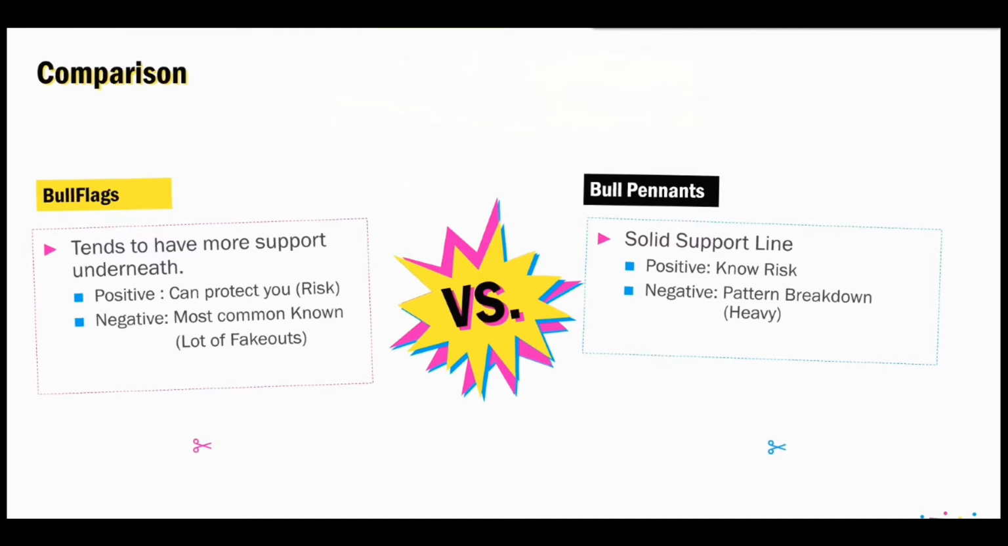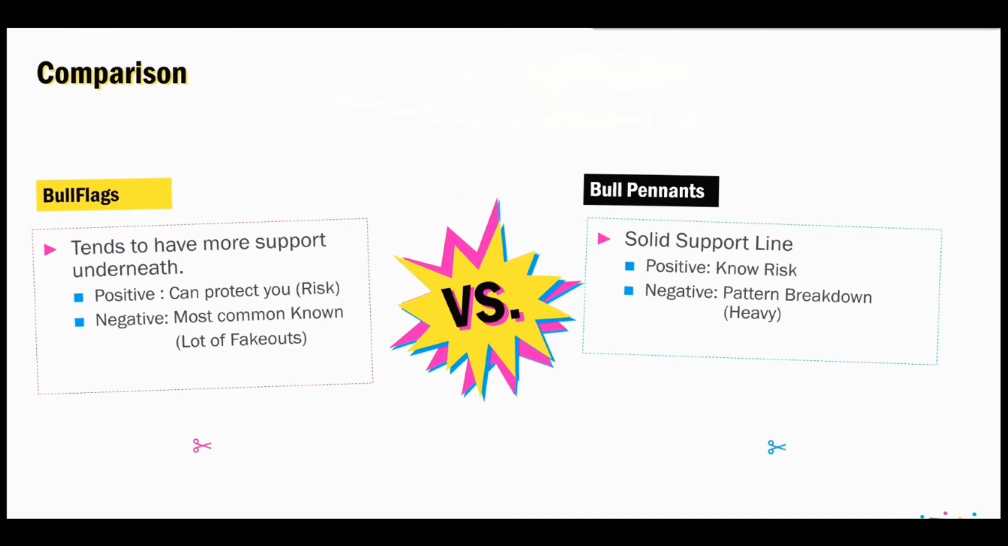Bull flags tend to have more support underneath. This is because you're getting that kind of ascending triangle. And with that ascending triangle, you get more levels that are underneath you. So essentially they can protect you. You can use those levels as risk, and you can be tighter or more lenient with your risk. We always talk about how risk can be subjective, and this is exactly where it plays a major role.